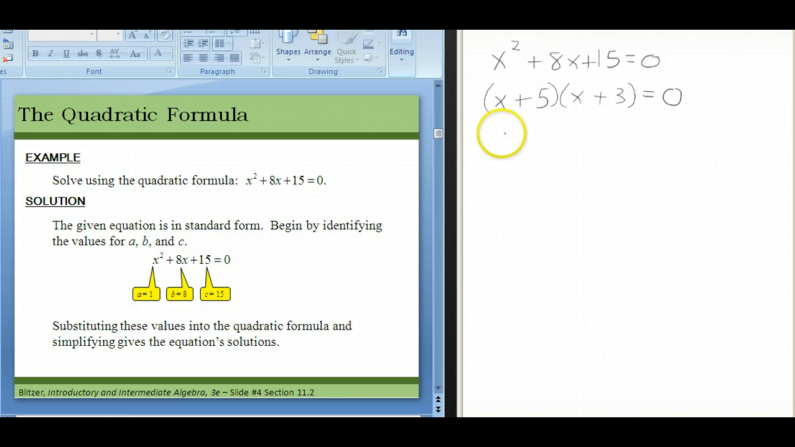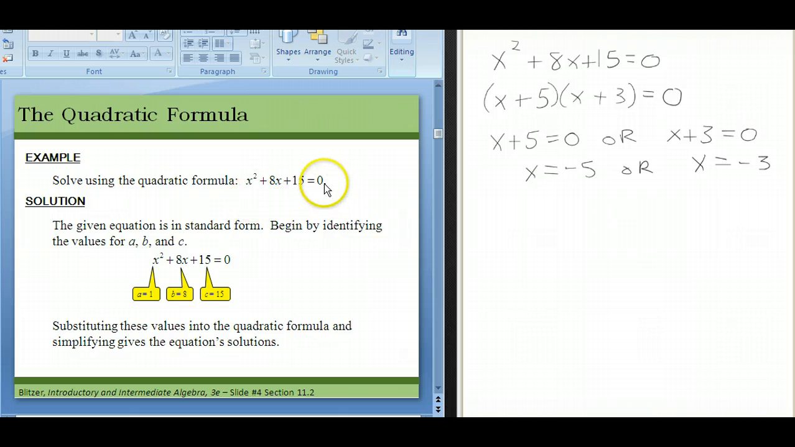So that means using the zero product property, I have x plus 5 equals 0 or x plus 3 equals 0. So that means we have x equals negative 5 or x equals negative 3. First of all, notice that that was actually fairly quick. Factoring in this case probably would be the way to go, but just for example's sake, let's use the quadratic formula to see if we get the same answer. You should get the same answer; the processes will be equivalent.